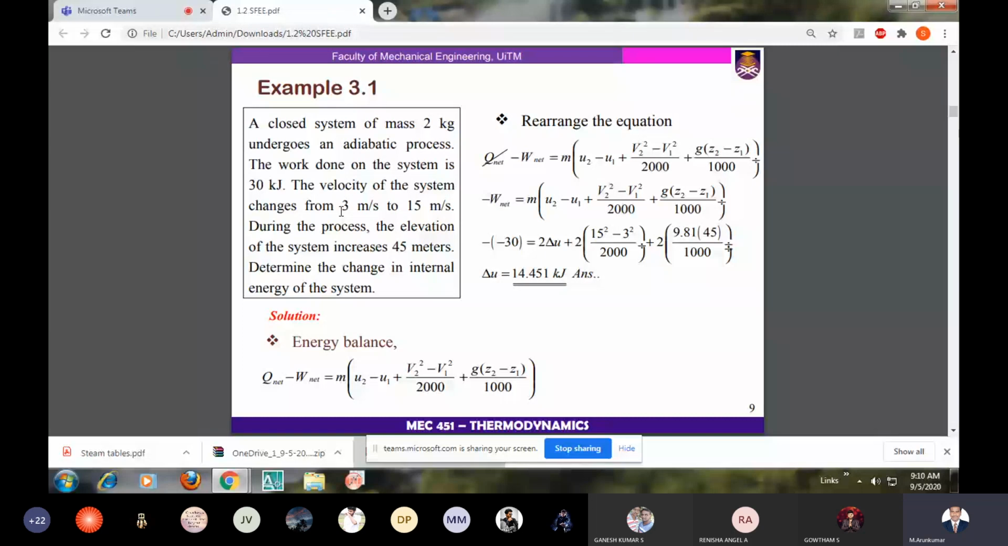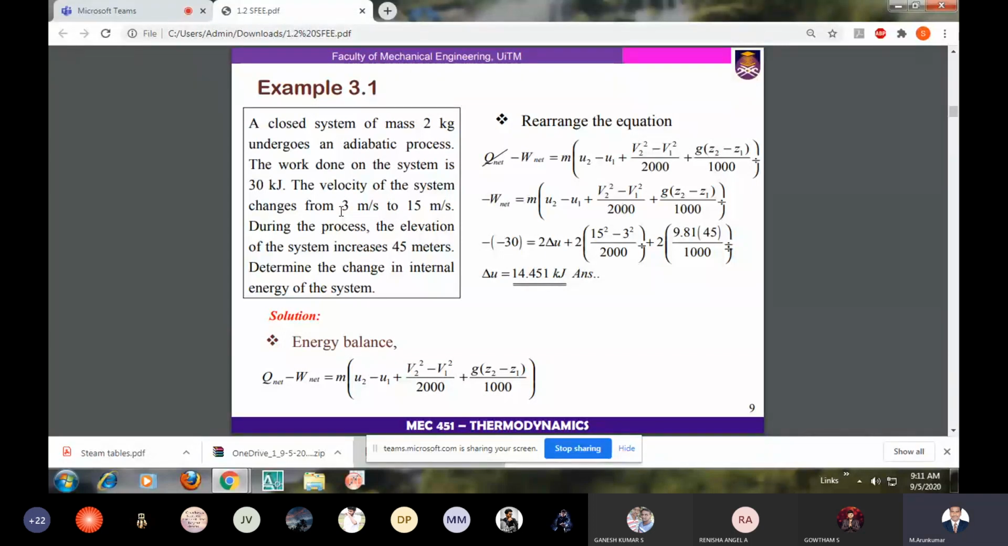So they have given that the system is a closed system, the mass is 2 kg, and the process is adiabatic. The work done on the system is 30 kilojoule. The velocity V1 is equal to 3 meter per second, and V2 is equal to 15 meter per second. Also, there is an increase in elevation Z of 45 meters, so Z2 minus Z1 is 45 meters.